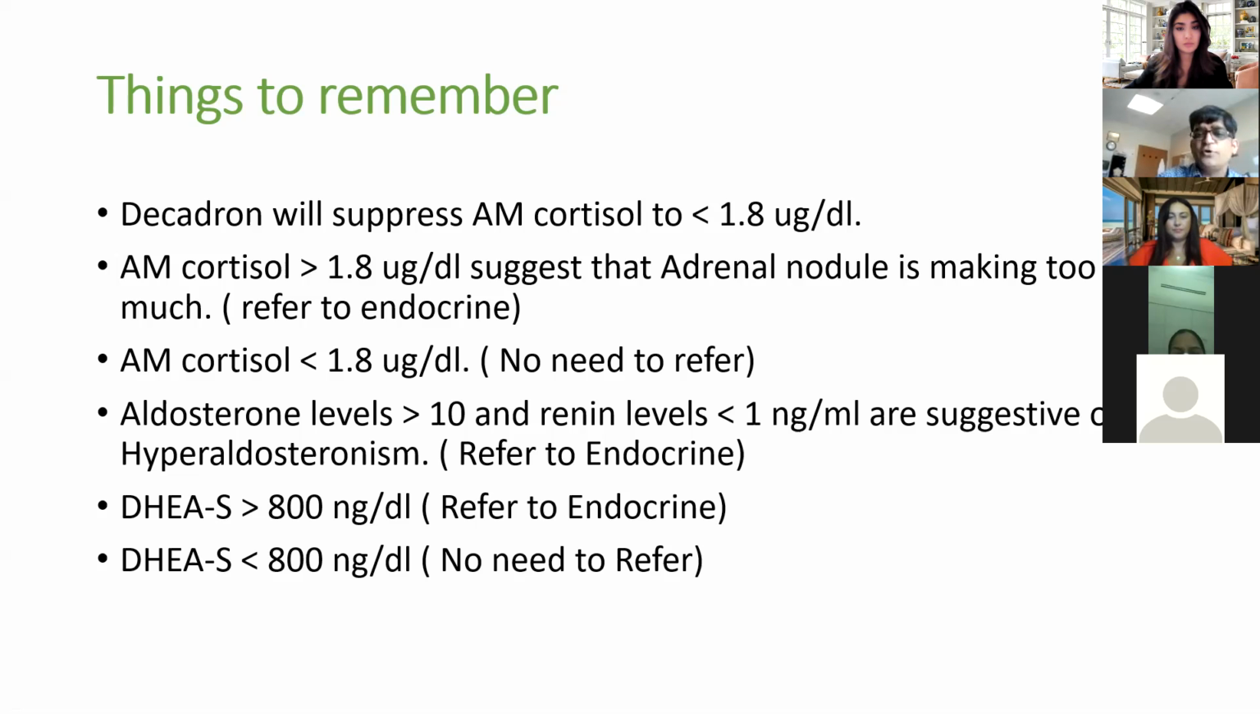The adrenal sex hormones, unless the levels are high, clearly more than 800 nanograms per deciliter, we can just watch these patients, because sometimes women with PCOS can have high levels of DHEAS, but it's not in the 400 to 600 range, never more than 800. So these are the values to remember, just to make sure as to when we should be concerned about too much production of the adrenal hormones. All right, so this is about adrenal incidentaloma.